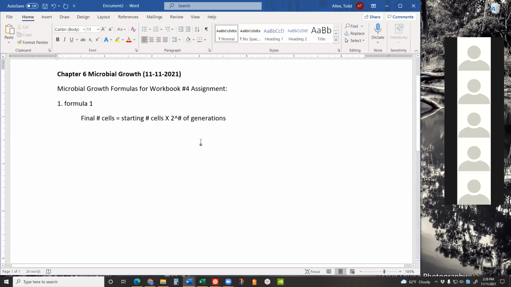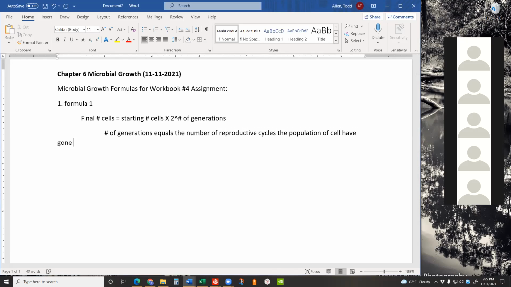Okay? So to make sense of that, we have to think about, well, what do we mean by number of generations? Okay. The number of generations equals the number of times the population of cells has had the opportunity to reproduce and double themselves, okay? So the number of generations equals the number of reproductive cycles the population of cells have gone through.